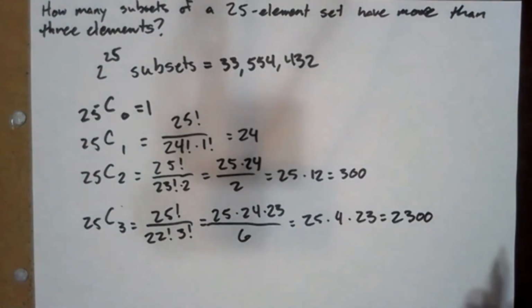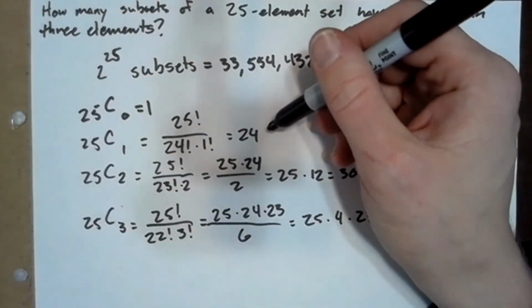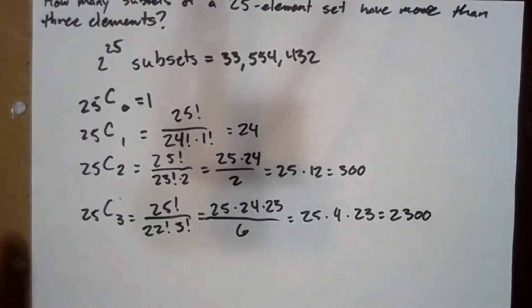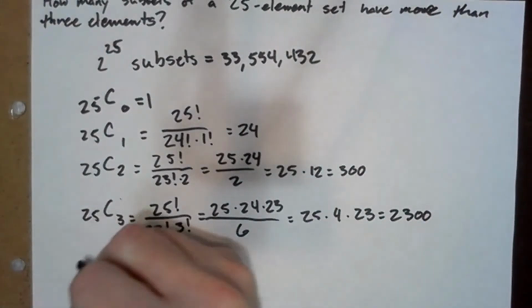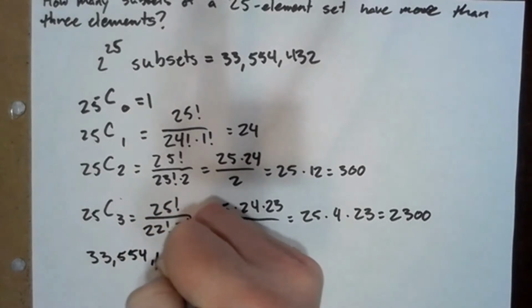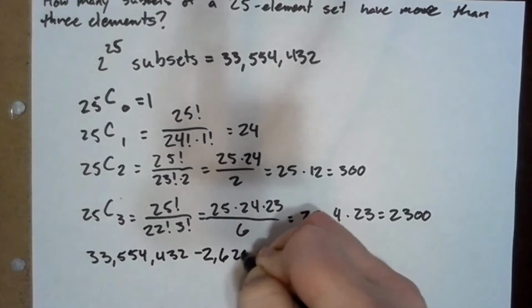Okay, the sum of all of these, 2,300, 2,600, 2,625. There are 2,625 subsets with 3 or fewer elements. We want all of the other subsets, so that's going to be 33,554,432 minus 2,625.